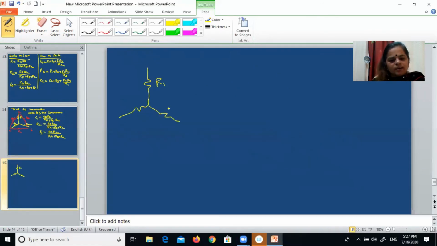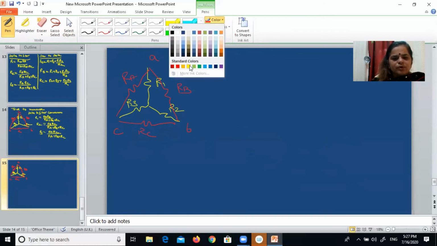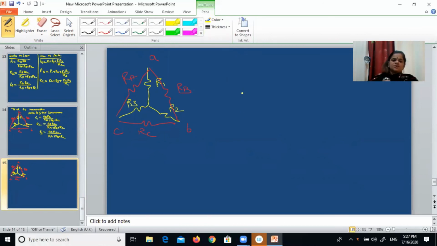This is R1, R2, R3. Outside it make the delta connection. This is RA, this is RB, and this is RC. Suppose this is A, this is B, this is C. Now as we want to memorize the star to delta connection, just to memorize it, the numerator in all these three will be the same.